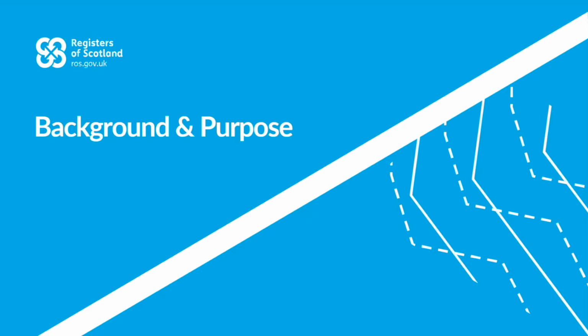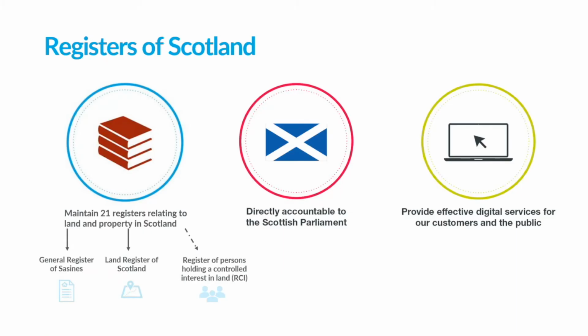Now we'll take a look at the background and purpose of RCI. We'll first look at who we, Registers of Scotland, are, what the timelines of RCI are, and then we'll move on to more detail about RCI itself. At Registers of Scotland, we hold and maintain 21 public registers, including the Land Register, General Register of Sasines, and the Books of Council and Session. We are a non-ministerial office of the Scottish Government, and the Keeper of the Registers of Scotland is directly accountable to the Scottish Parliament. At ROS, we design and build digital services to enable our customers and the public to access the registers we hold.